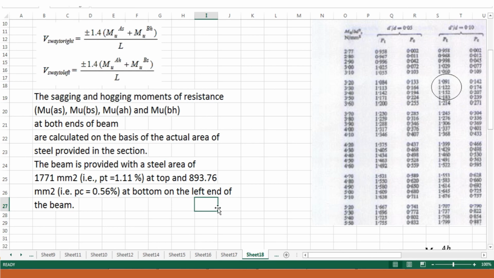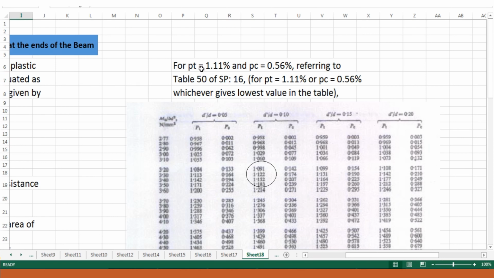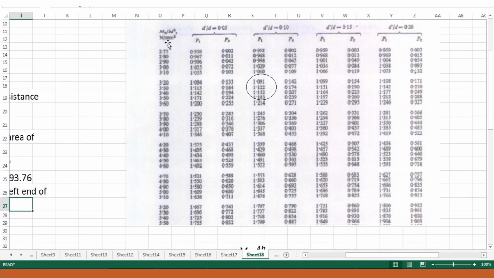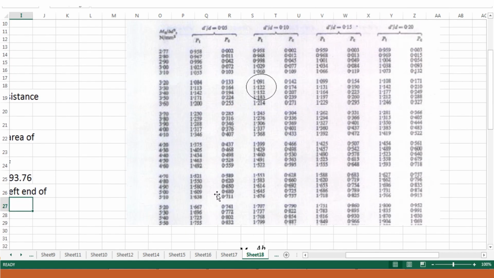Now, where do we get this? We have for the steel area of 1.11% and compression area of 0.56, referring to Table 50 of SP16 again. For Pt 1.11% or Pc 0.56%, whichever gives the lowest value in the table, what we obtain is the MuAH by bd square ratio would be 3.3.